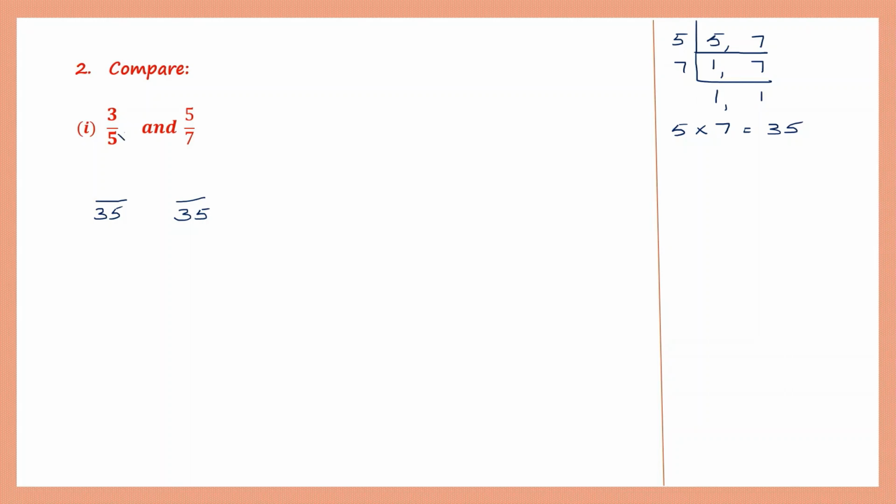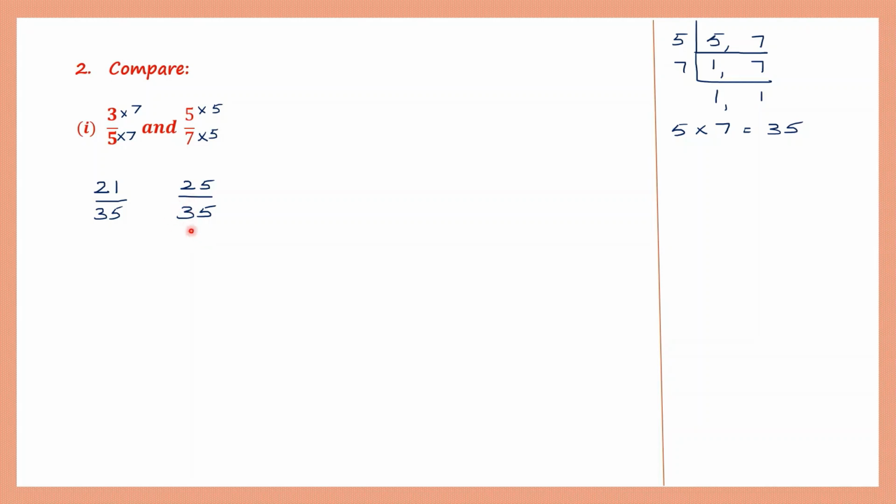Now 5 into 7 is 35, isn't it? So we'll multiply 3 also by 7, we get 3 sevens are 21. Multiply 7 by 5, you get 35. So multiply 5 also by 5. 5 fives are 25. So now we have two fractions here, 21 by 35 and 25 by 35. As you can see, the denominators are the same now. So they are like fractions. So now it's easy to find which is bigger or which is smaller.